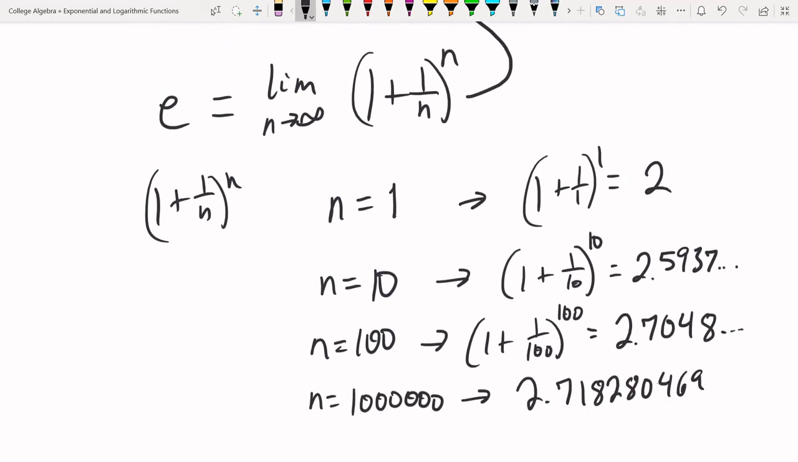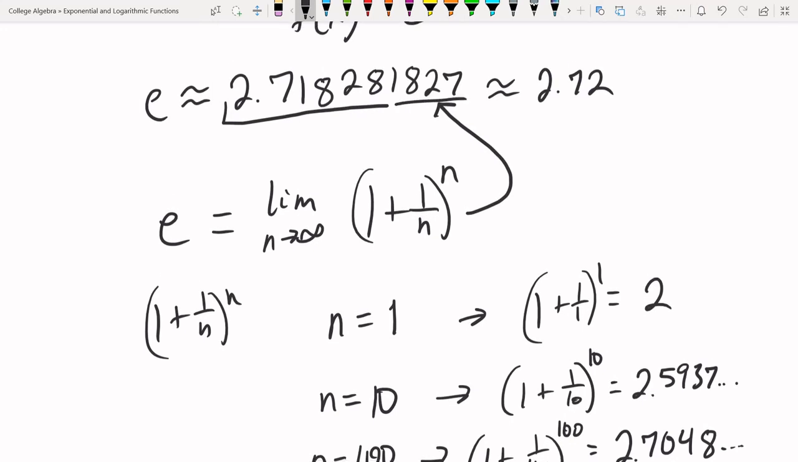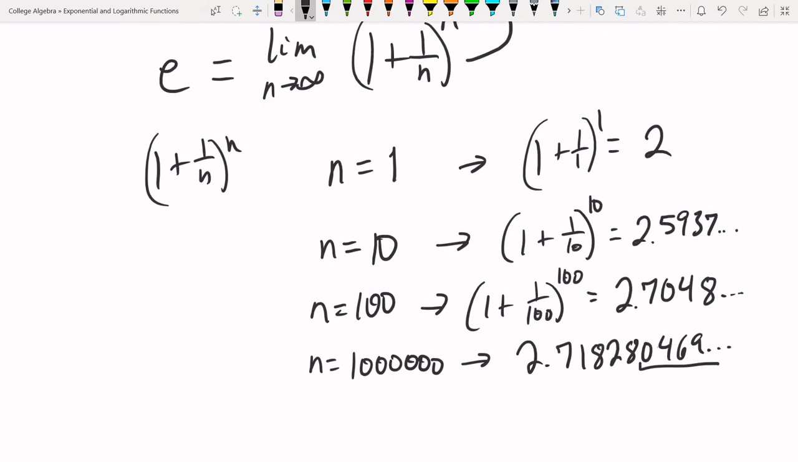But then we have 0469, and this course continues on. And this is 1827. So it's close, but it's not quite there. If you just kept trying bigger and bigger numbers, you get a better and better approximation for E.